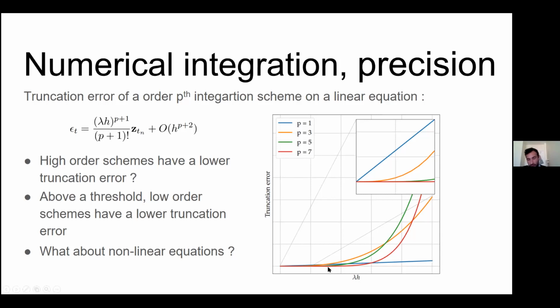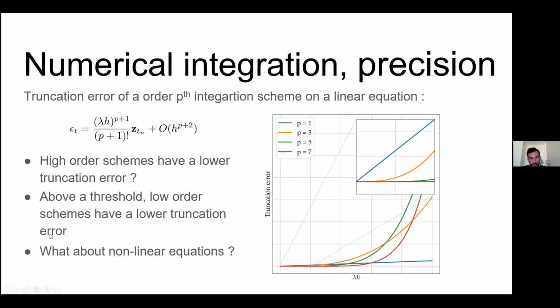Now the issue is when we go above a certain threshold for values of lambda h, so for values of time scale and similarly the integration time step, high order integration schemes actually perform worse than low order ones, and this is mainly due to the lambda h to the power of p+1 here, which induces lots of errors.